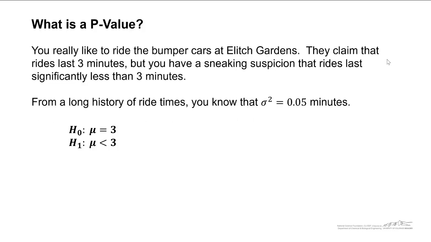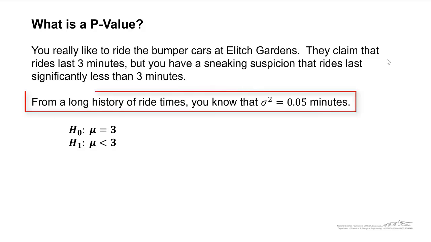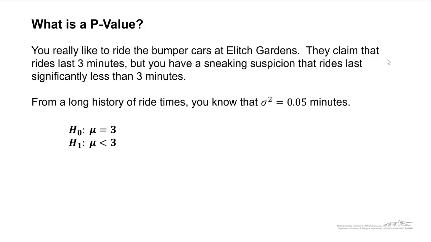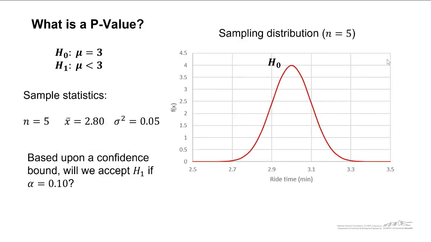Let's revisit an example that we've been talking about in the last couple of screencasts. You really like to ride bumper cars. They claim that the rides last 3 minutes, but you think that the rides last significantly less than 3 minutes. You also know that the variance is known, it's 0.05. We can set up a hypothesis test. The null hypothesis, the mean is equal to 3. Alternate hypothesis, the mean is less than 3. We can collect sample statistics. In this case, my average is a little bit different. I'm using 2.80.